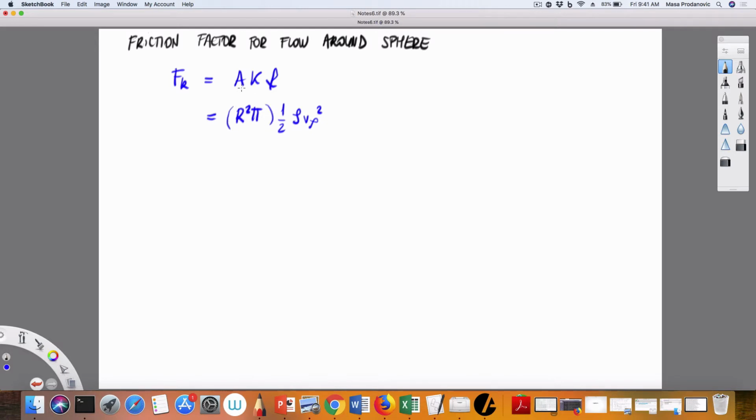So basically what we agree on is that the area is the projected area onto a plane perpendicular to the velocity. Okay. And I know what my F_k is.